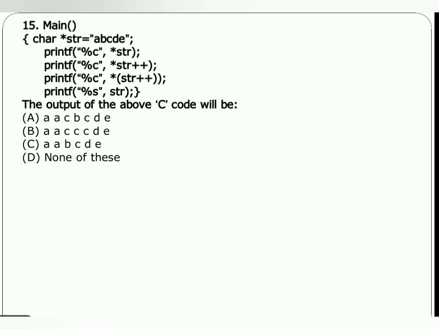Next one. Given a C program, here character pointer string equals A, B, C, D, E. So a string pointer is pointing to this string A, B, C, D, E. Now we have to perform these printf operations on that string A, B, C, D, E. Then what is the final output of the C code here?